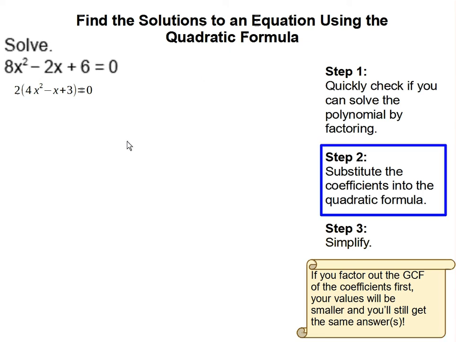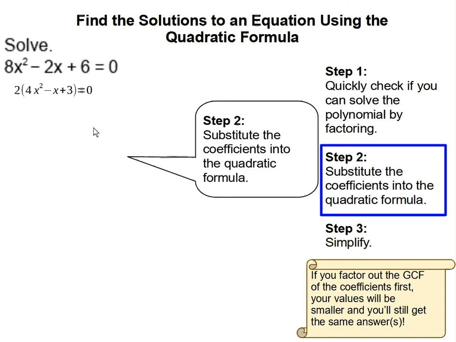So now we're going to substitute into the quadratic formula. Alright, since this is already factored here, we could just use the inside coefficients. So 4 for A, -1 for B, 3 for C. So here is the quadratic formula if you don't remember.